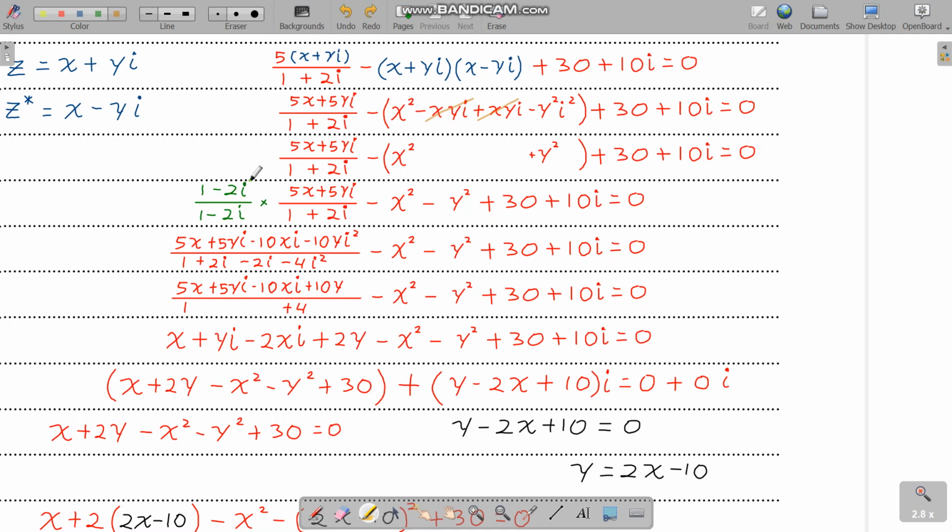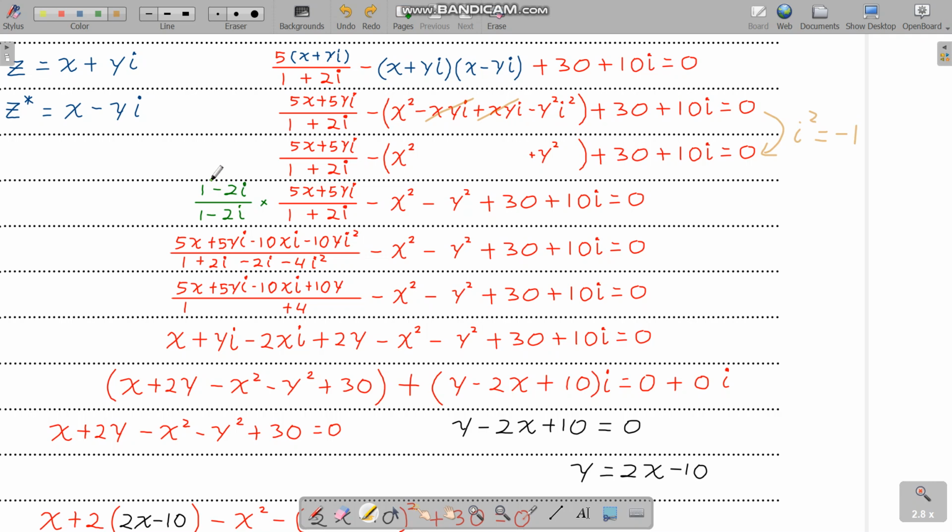And now we can also open up the brackets, minus times x squared and minus times y squared. In case you are wondering why it is just y squared now, well, because i squared is actually minus 1. So we have minus 1 times minus, so we have plus y squared.